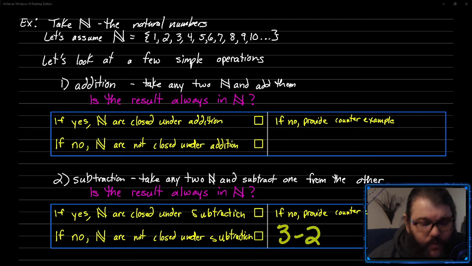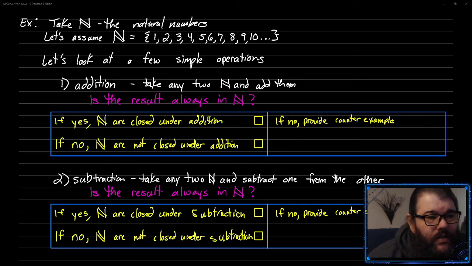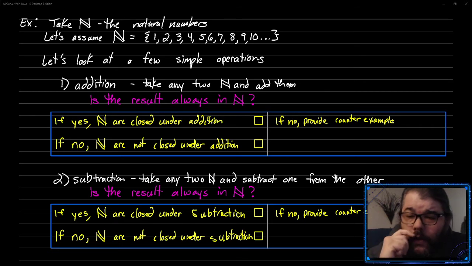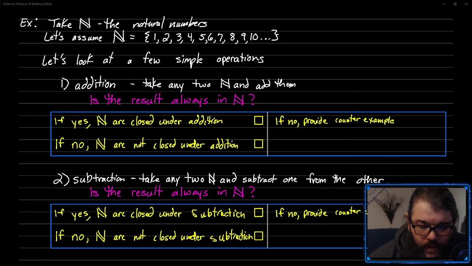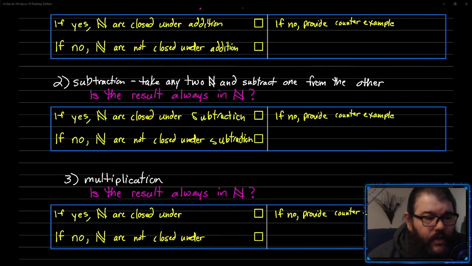Some subtractions work. 3 minus 2 does lead you back to the natural numbers, but because there's at least one that doesn't work, you would say the natural numbers are not closed under subtraction. How about multiplication? Turns out multiplication works out okay.